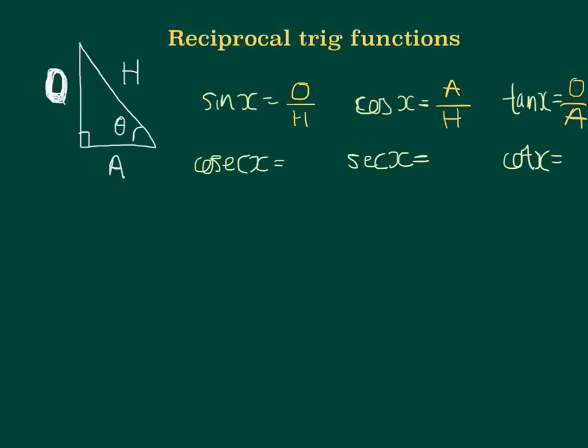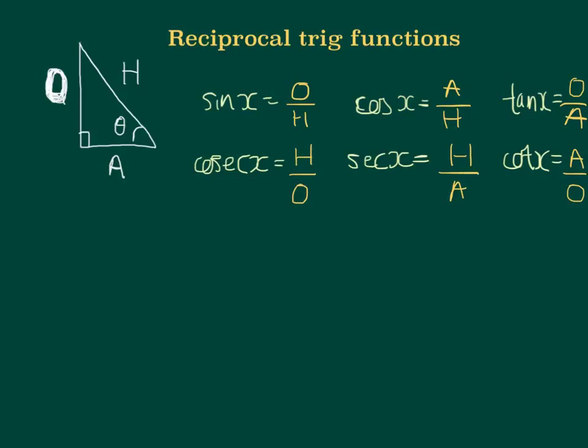Right, and just in the same way, we can define these other things, which are cosec is going to be the hypotenuse over the opposite, sec is going to be the hypotenuse over the adjacent, and cot is going to be the adjacent over the opposite.